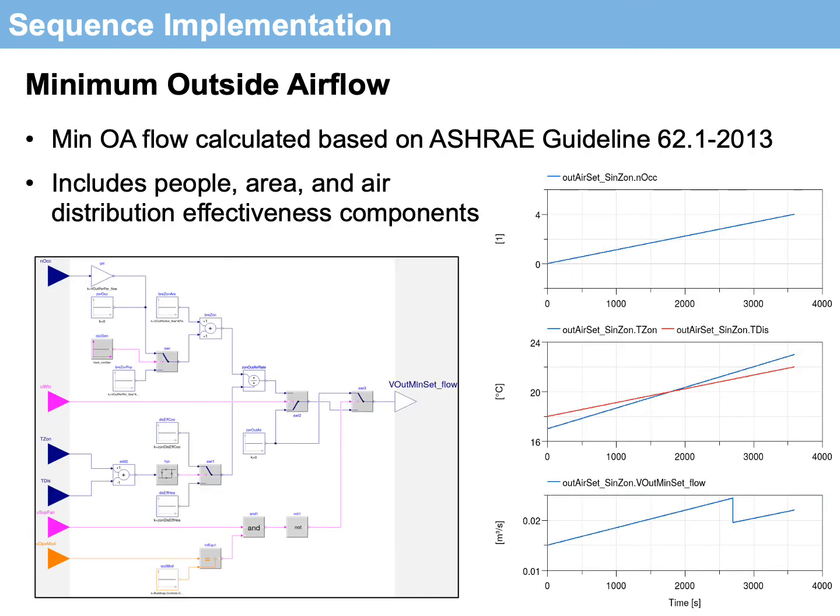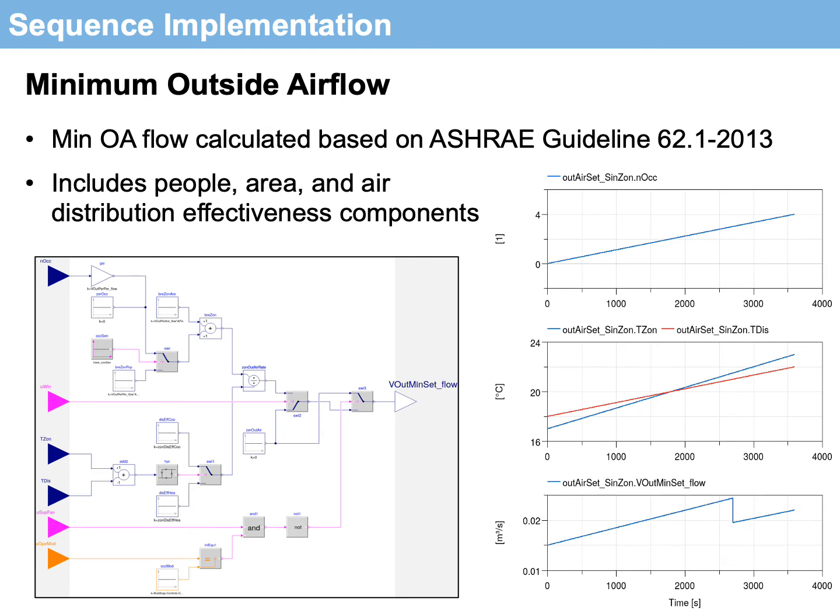The final sequence that I just want to point out is the calculation of the minimum outside airflow requirement, which in Guideline 36 is based on ASHRAE Guideline 62.1. That basically takes into account how many people are in the space, what the area of the space is, and what's known as the air distribution effectiveness, which essentially is whether or not it's in heating or cooling mode, to determine how much outside air is needed to properly ventilate the space.